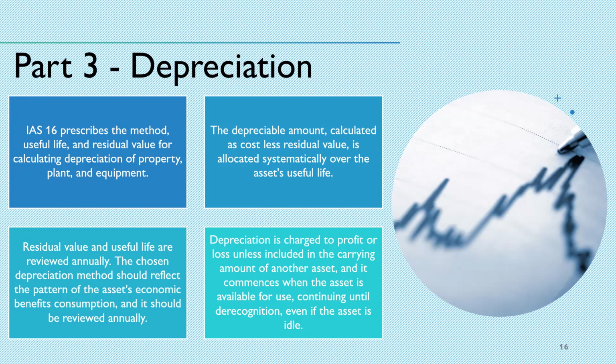Residual value and useful life are reviewed annually. The chosen depreciation method should reflect the pattern of the asset's economic benefits consumption and it should be reviewed annually. Depreciation is charged to profit or loss unless included in the carrying amount of another asset and commences when the asset is available for use, continuing until derecognition, even if the asset is idle.